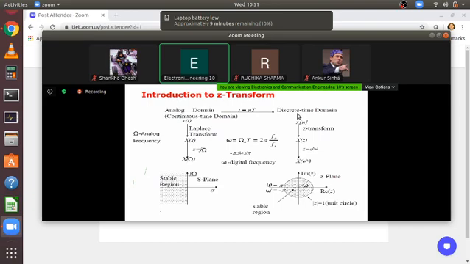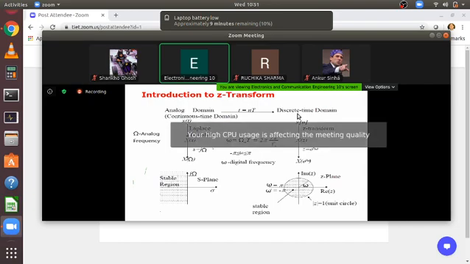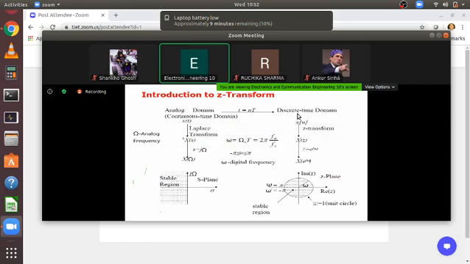Inside the circle will be the stability region. So that is the introduction and the relationship of the analog frequency and the digital frequency, and how you will handle things in the analog domain and how you will handle things in the discrete domain, right? Okay.